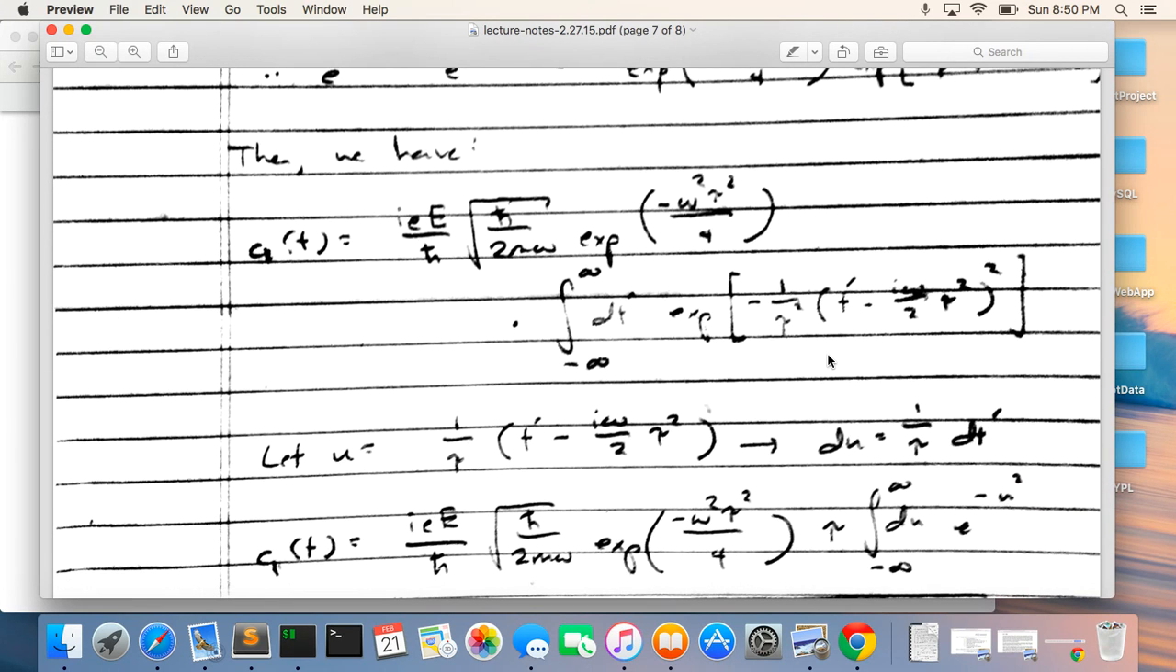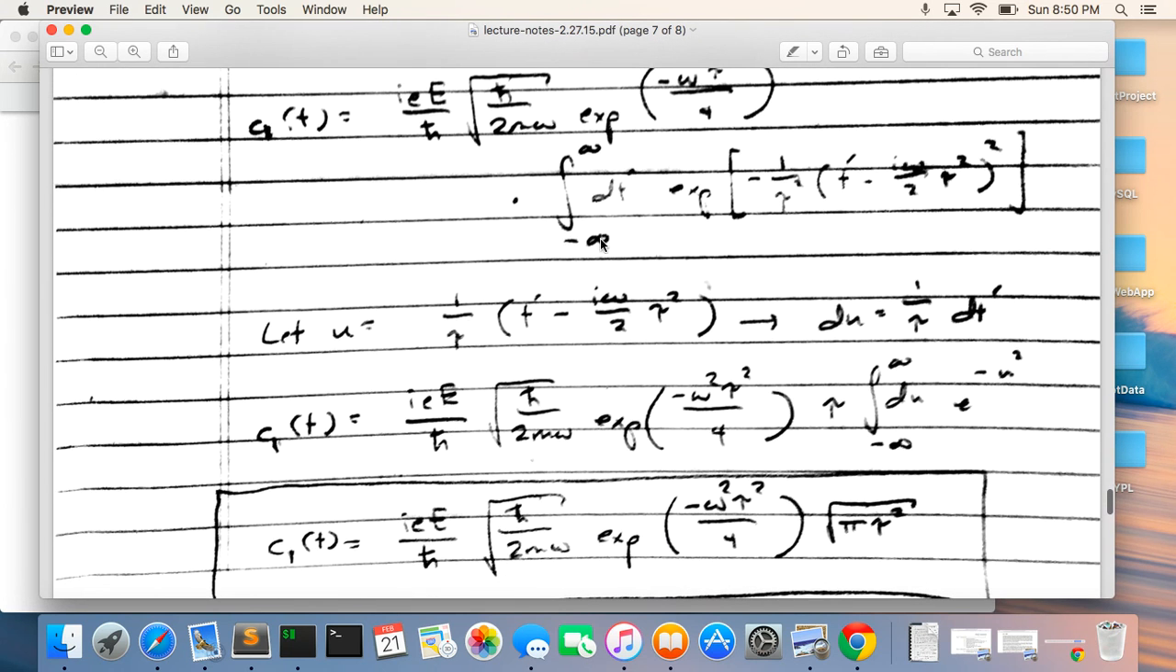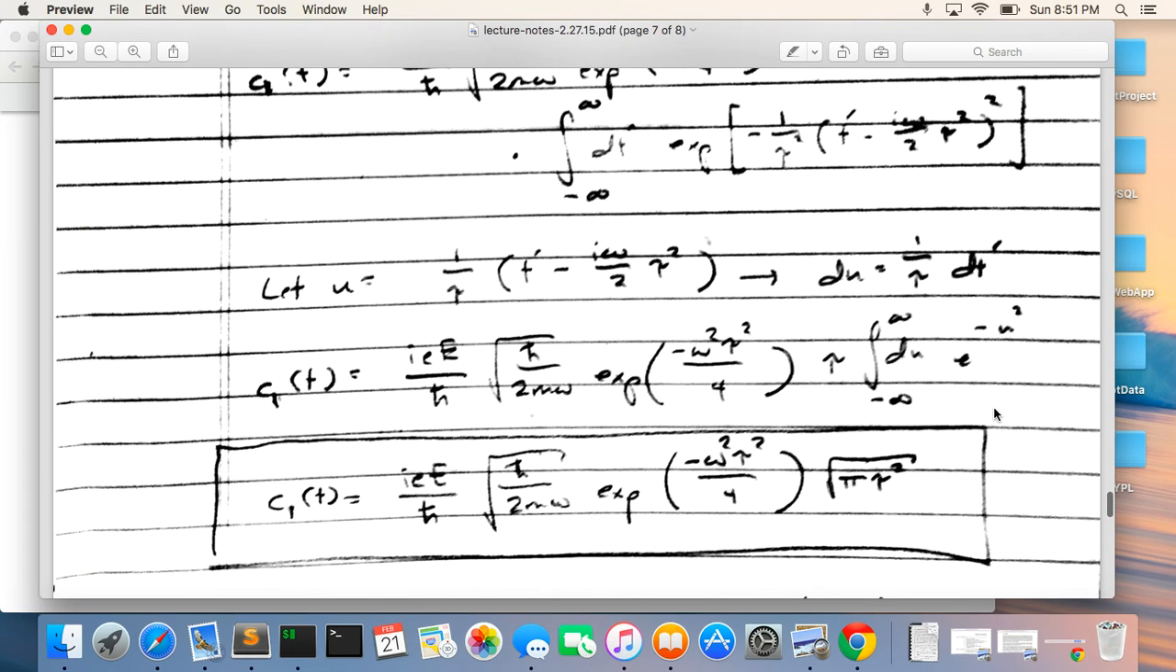But now I can actually do this by hand. I guess I just wanted to show you guys that I can actually do some calculus once in a while. So here I'm making a substitution, replacing all this junk inside the exponential with some new variable u. That gives me a simple Gaussian integral, which I can look up in a book, and what I find is that C1 looks something like this.